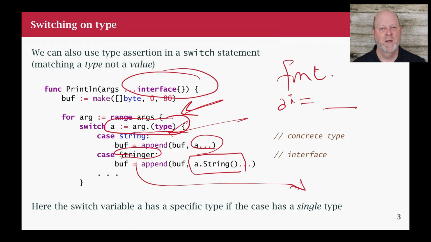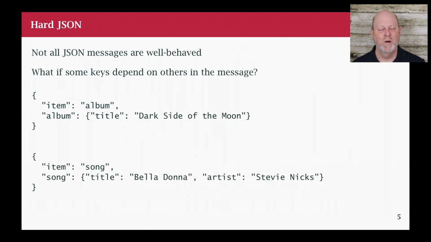Okay. There's an example in the textbook where they show a case with two types, and when that happens, since it can't be both of the types at the same time, then it's still just an empty interface. But if you have a single type in your case, then that variable a becomes a value of the specific type in that specific case. So I'm going to go into the playground in just a second, and we're going to look at an example. I'm going to talk about it on this slide.